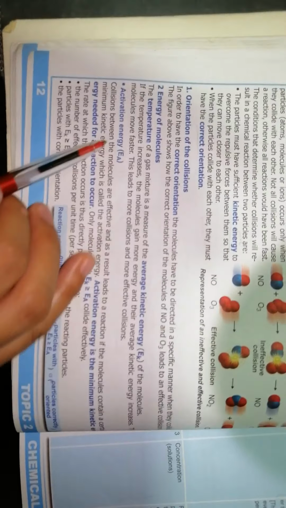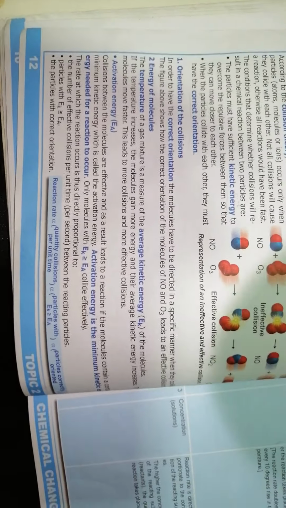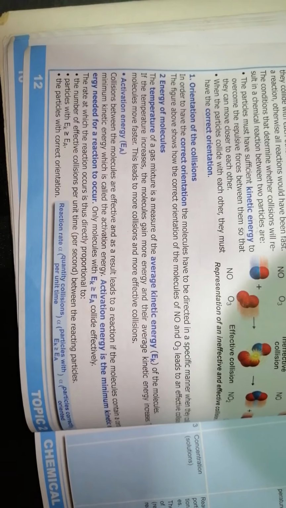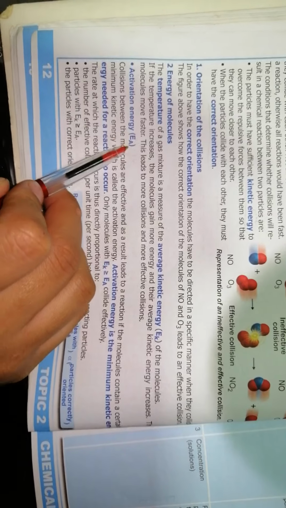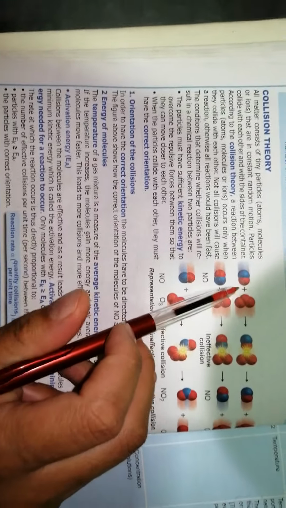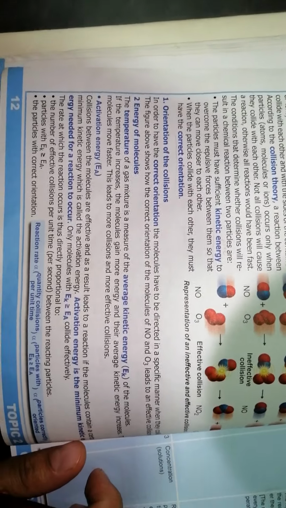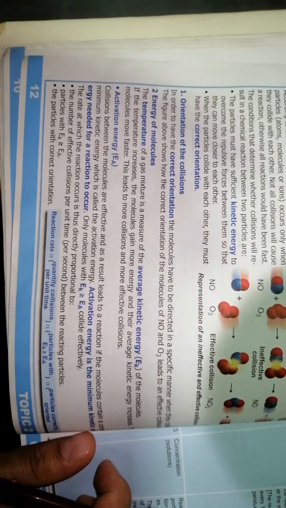Activation energy is the minimum kinetic energy needed for a reaction to happen. So if the reactants have enough kinetic energy, which is either equal to or more than activation energy, then they will be able to move close to each other, and then they will be able to collide with each other and probably form products from this reaction.